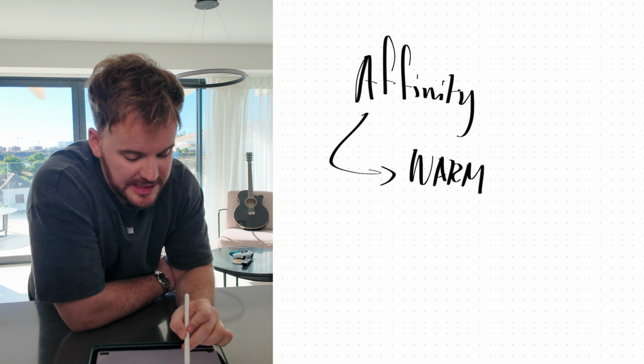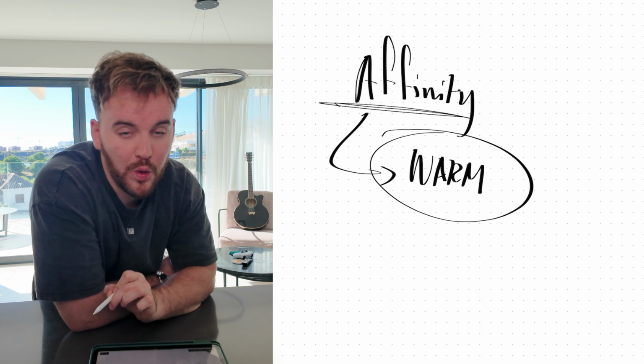Okay, now we have built affinity and we've warmed up our followers that really like us. We've identified those people that have longer attention spans. We've segmented our followers between long attention span and low attention span. Now all we need to do is make the right offer at the right time.